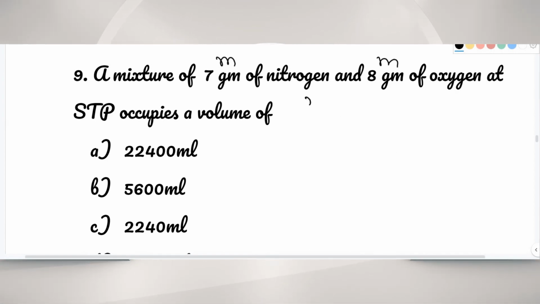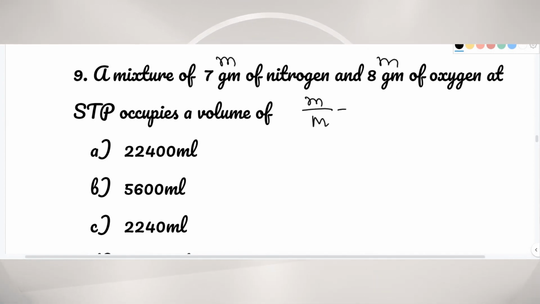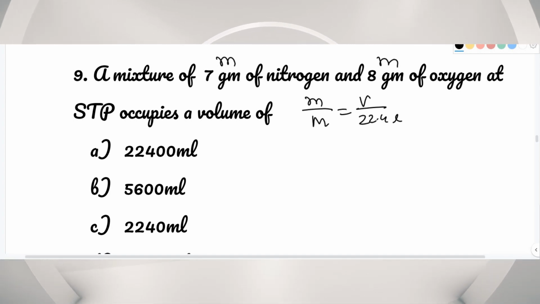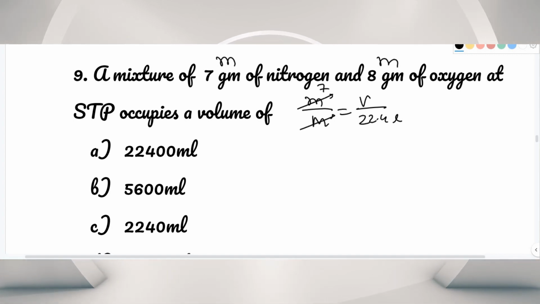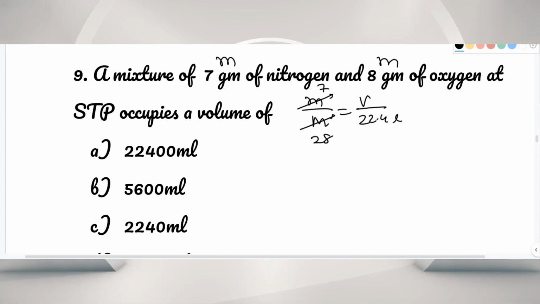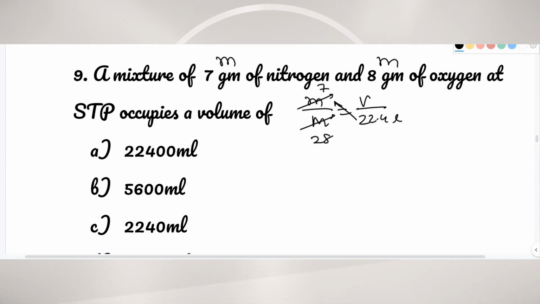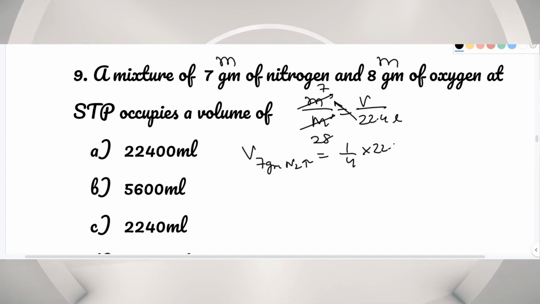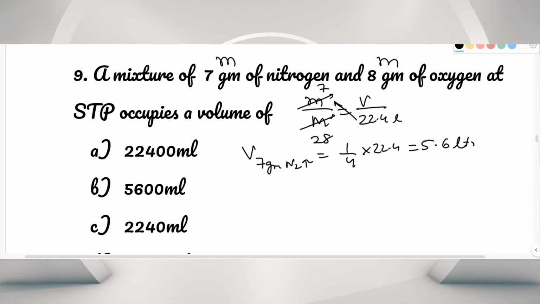So we are using the formula: given mass by molar mass is equal to given volume by 22.4 liters. Given mass for nitrogen is 7. Molar mass of N2 is 2 times 14, that is 28. And you do a cross multiplication. So volume of 7 grams of nitrogen gas is 1/4 of 22.4, that is 5.6 liters.